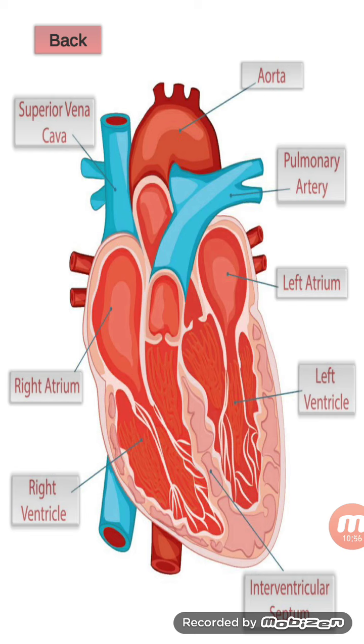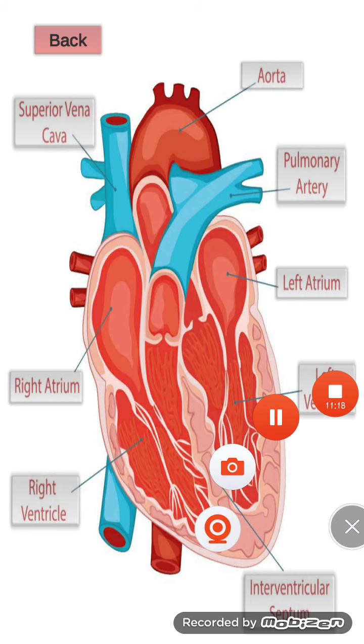Right atrium receives deoxygenated blood from different parts of the body. Left atrium receives oxygenated blood from each lung through two pulmonary veins. Both atria and ventricles are separated by a membrane, the atrioventricular septum.